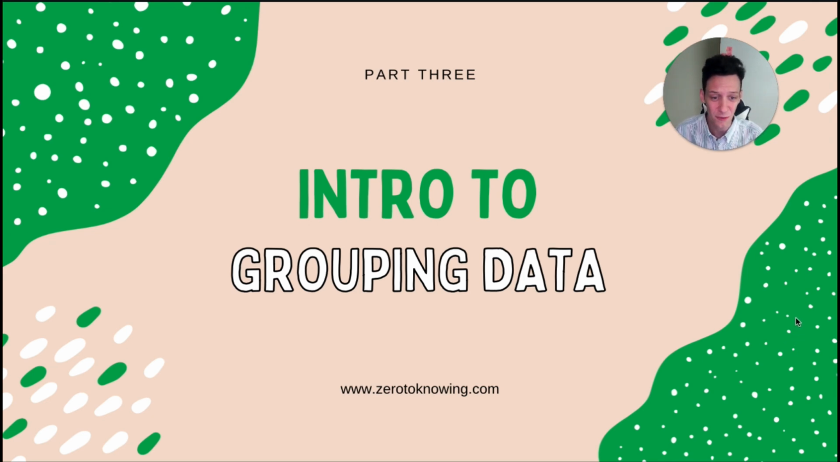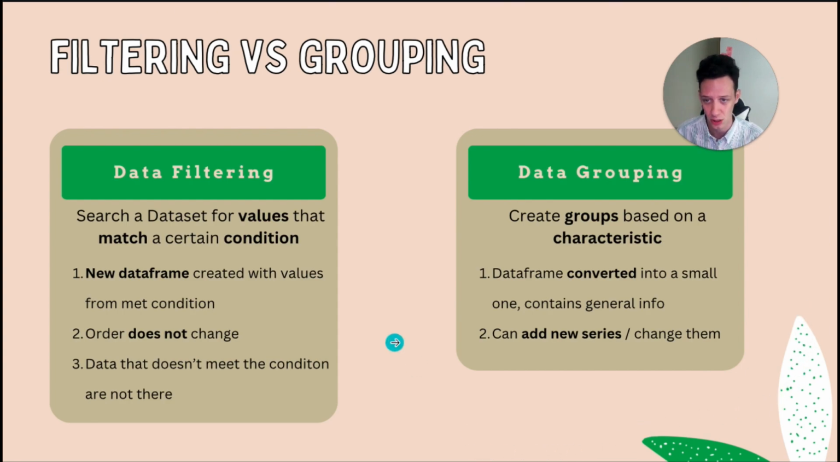Now, what is the difference between data filtering and data grouping? Well, that's the first question we need to ask ourselves. Data filtering is what we focused on in the last episode, and I hope you're feeling more confident with it. This is where we search a data set for values that meet a condition. We are creating conditions in Pandas, and it's creating a new data frame from that. The order doesn't change, and any data that doesn't meet your condition is not going to be a part of that new data frame. Okay, that's data filtering.